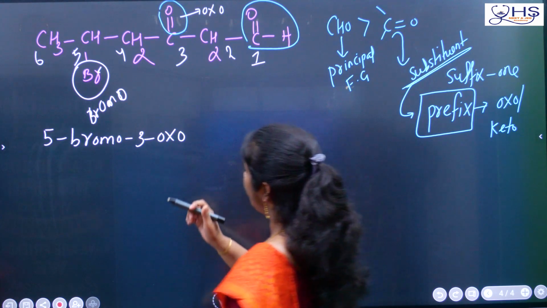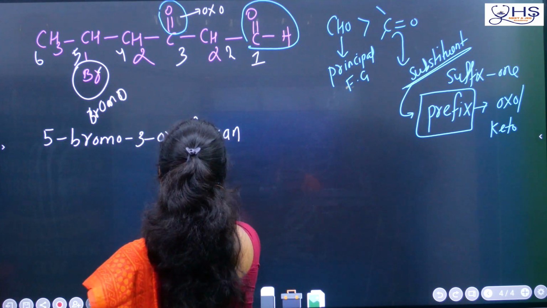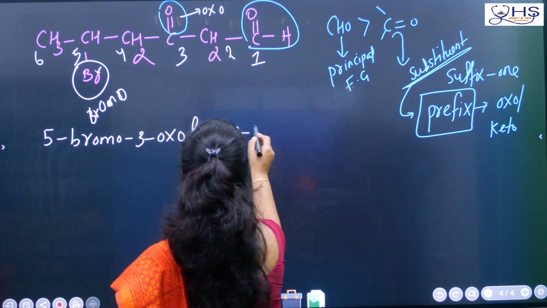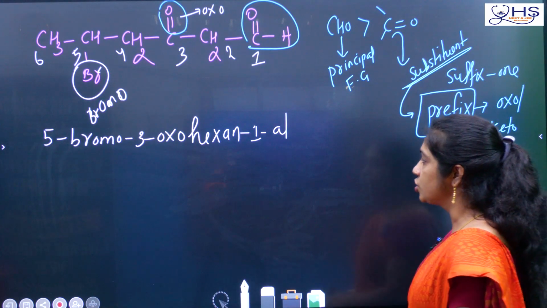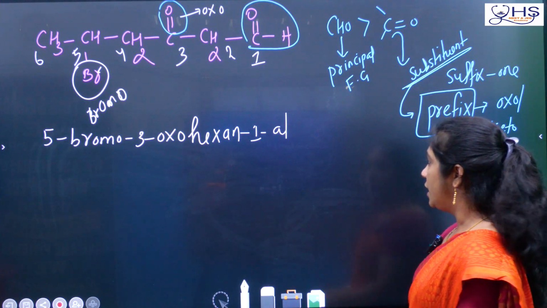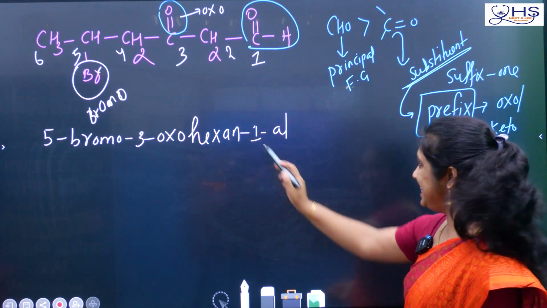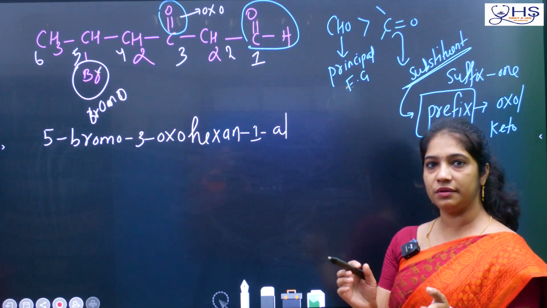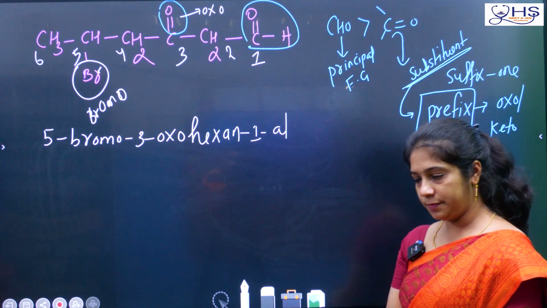Next, what is the root for 6 carbon? Hex, and carbon-carbon bonds are single bonds, so an. And at first position you have the aldehyde functional group. So 5-bromo-3-oxohexan-1-al. The E I avoided before itself because E and A are both coming together, so I avoided it. So this is the IUPAC name for this compound.